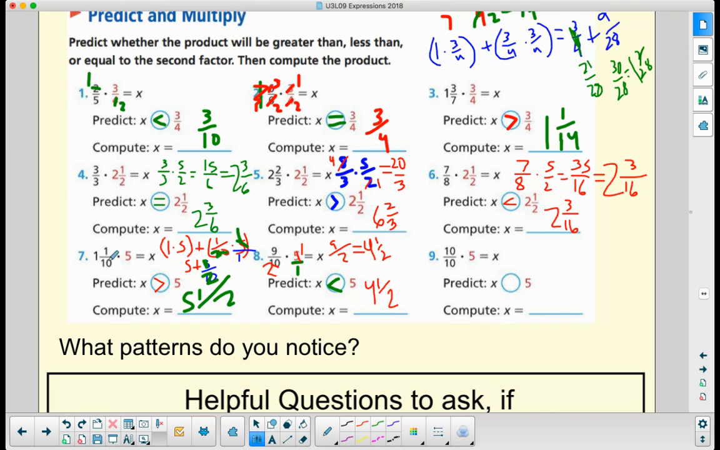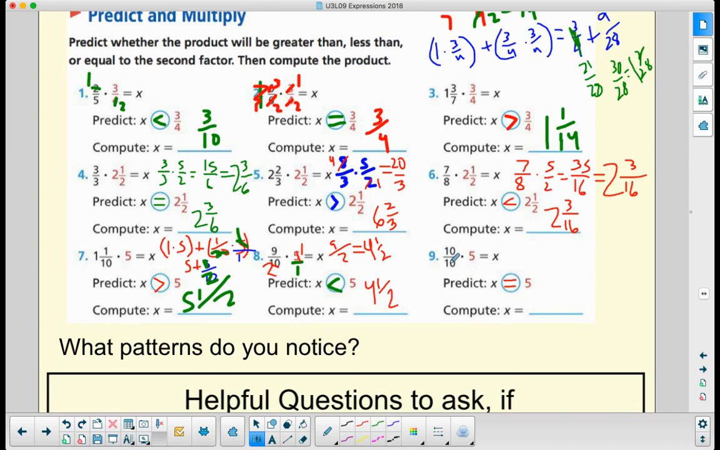And that makes sense because when I had 1 and 1/10, I had a half greater than 5. Now I only have 9 tenths. I have a half less than 5. 10 tenths multiplied by 5, I believe, is going to be equal to 5.